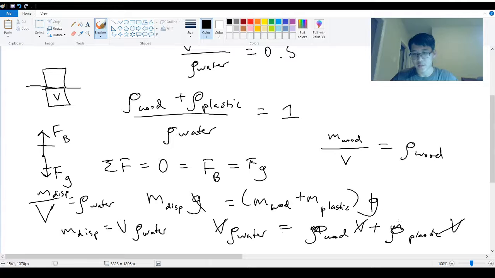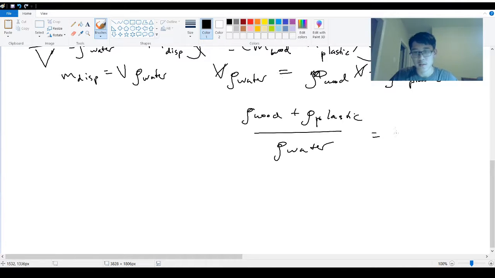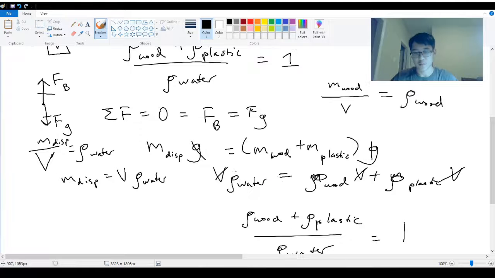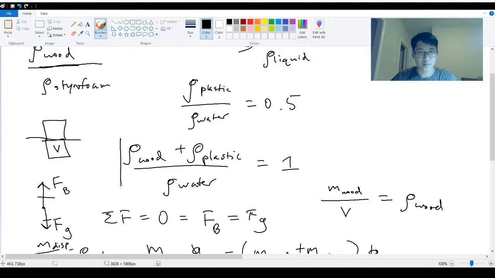So what we get is that the density of wood plus the density of plastic, divided by, I'm just dividing by the density of water on both sides, is equal to 1, okay? And it's equal to 1 because the entire volume is submerged. So now we just proved that this is the case here.